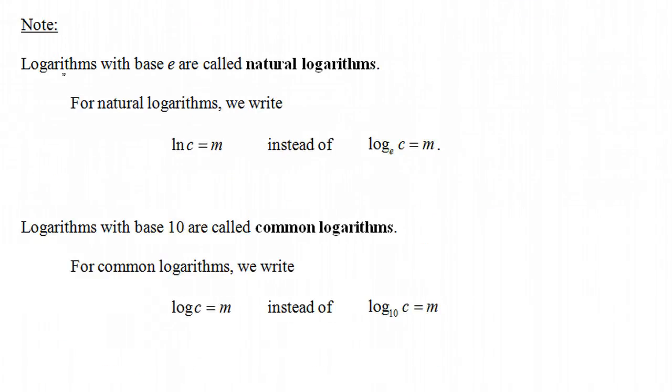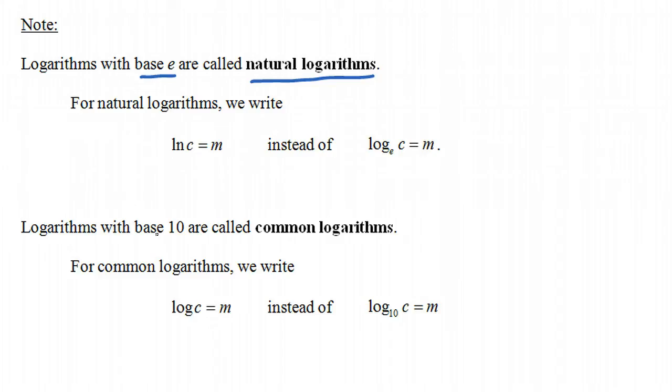All right, a couple notes here. Logarithms with base e are special logarithms. They're called natural logarithms. Okay, logarithms with base e. And instead of writing log base e of c equals m, we just write ln. Okay, natural log of c equals m. So it's kind of like there's this invisible e down here, and this means e to the m equals c.